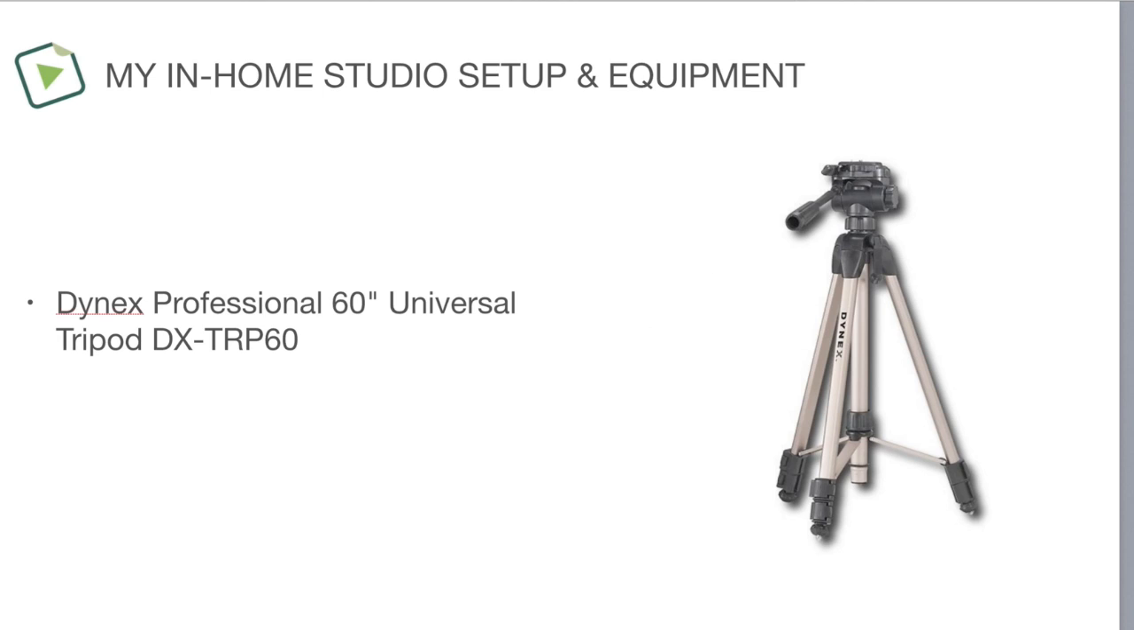Now, I also have a standard tripod. I think I got it at Best Buy for $30, $40. It's a 60-inch universal tripod. This is a Dynex, but there's all different types of tripods. You just want to make sure that it can mount your camera. Almost every DSLR camera has a universal kind of mount bracket that goes on a tripod.